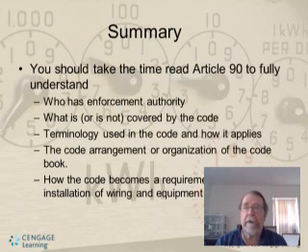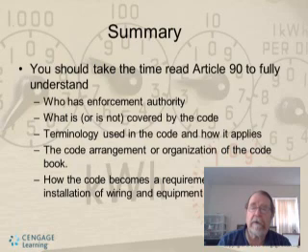Now, in summing up, you should take time to read Article 90 fully. It's not that many pages. I think it's 3 pages. Who has an enforcement policy? Who is or is not covered by the code? Terminology used in the code and how it applies. The code arrangement or organization of the code book, and how the code becomes a requirement in the installation of equipment.